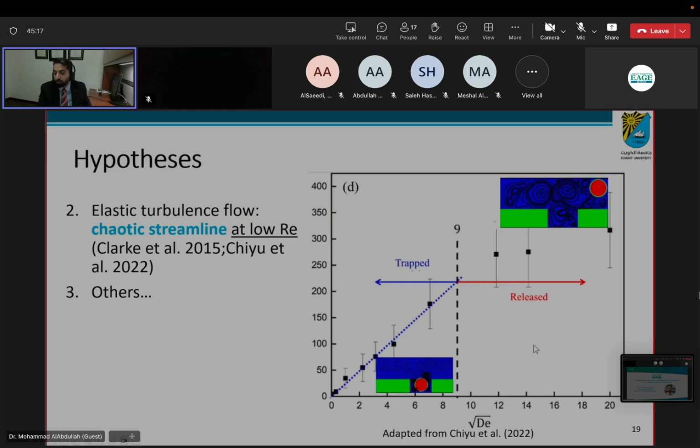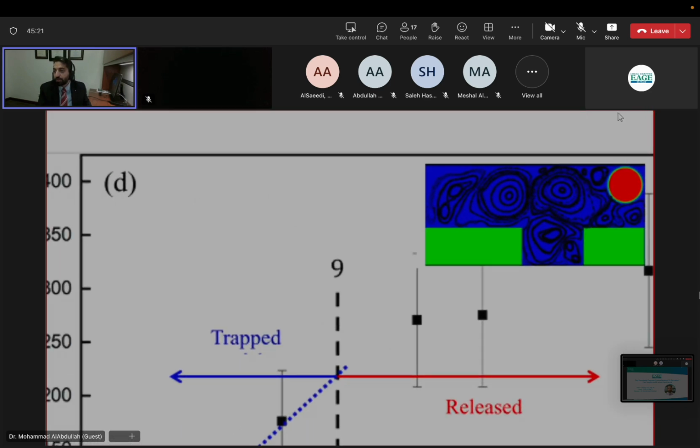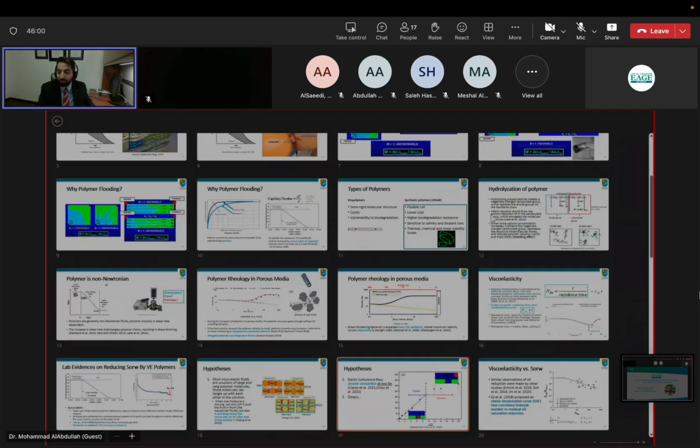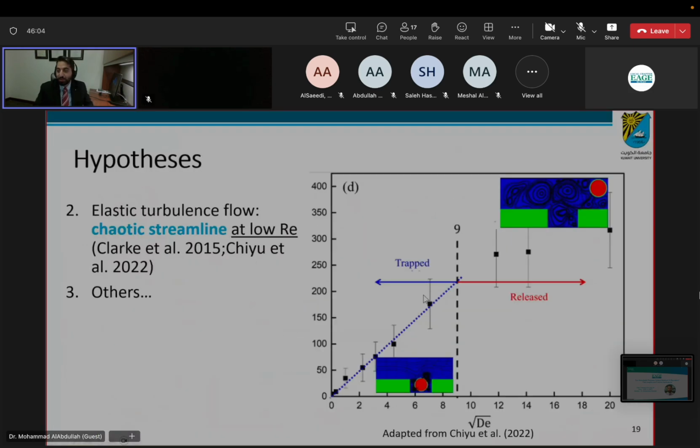But if I have high Deborah number, high viscoelasticity in here, what will happen is something we call chaotic turbulence. This viscoelastic behavior moves in chaotic turbulence within itself. Now, this turbulence is different than the turbulence of flow by Reynolds number. This is happening at low Reynolds number just because of the elasticity of the polymer itself, which moves slowly. While it's moving chaotically, it's able to push out that droplet of oil that was trapped here all the way up. So this is the second hypothesis we talked about, and then there are others.